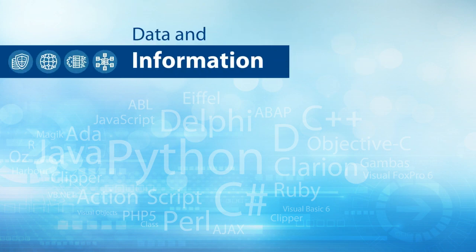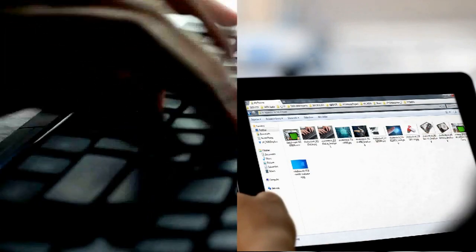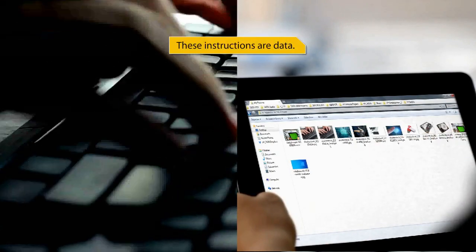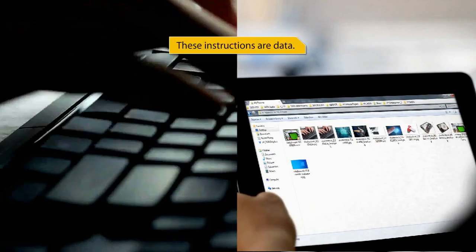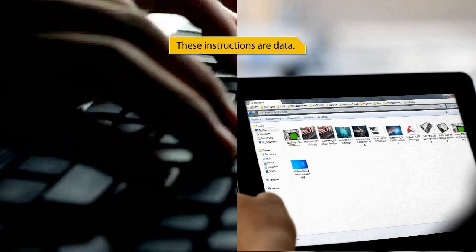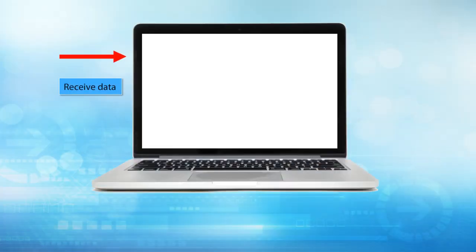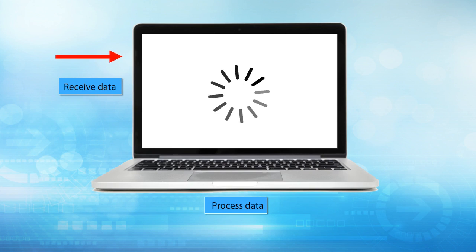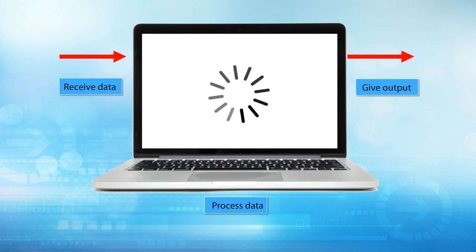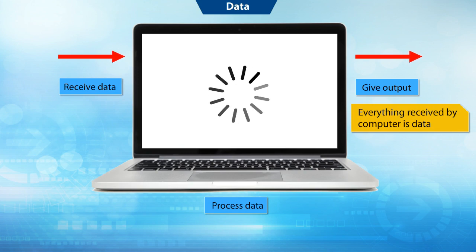Data and information. While using a computer system, we give instructions by pressing a key or touching the screen. These instructions comprise the input data given to a computer. The computer receives such data, processes it, and gives the output. Anything that is input into a computer is considered to be data.